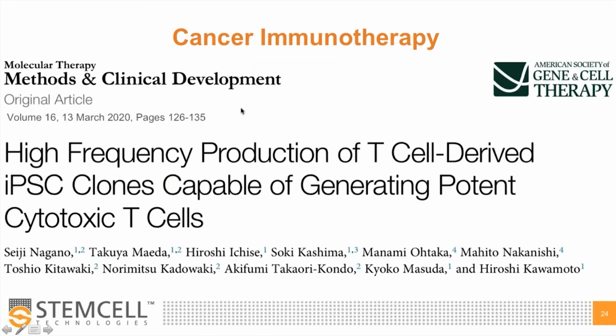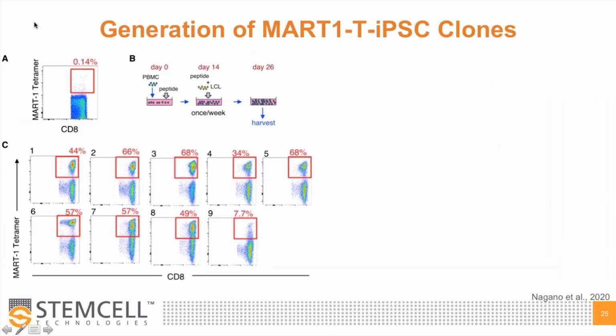So, cancer immunotherapy. This paper by Nagano uses T cells that are specific to a tumor antigen, and from these T cells, they generate iPSCs to then be able to kill the tumor. So their initial method was the following. They used peripheral blood to look at T cells whose TCR can bind MART1 tetramer.